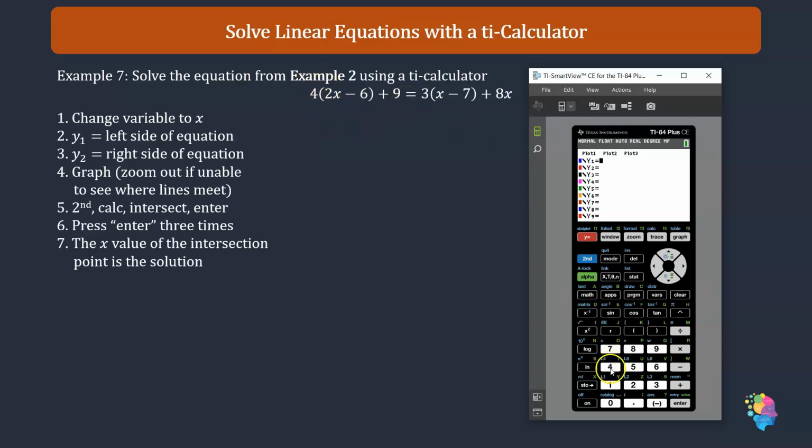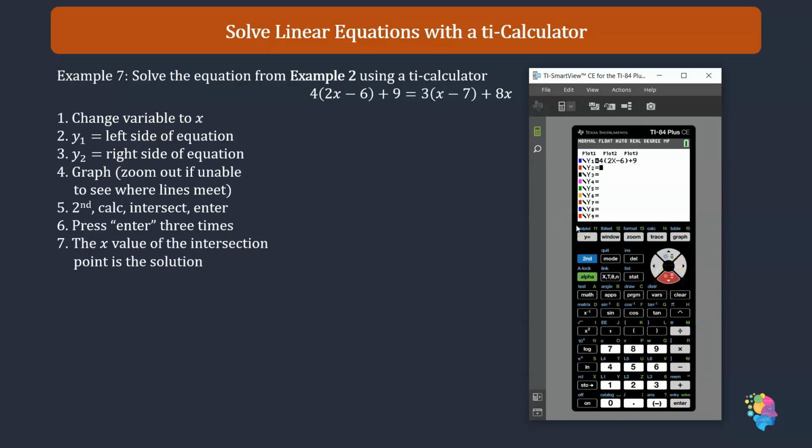We're going to do 4 parentheses 2. Here's the x up here where the alpha is. Minus 6. Be careful. There seem to be 2 minuses here, but they're not 2 minuses. This is a minus and this is a negative. Close it up. Plus 9. There, we've entered the left side of the equation in y1. You can either press enter or move down with the arrow, your choice.